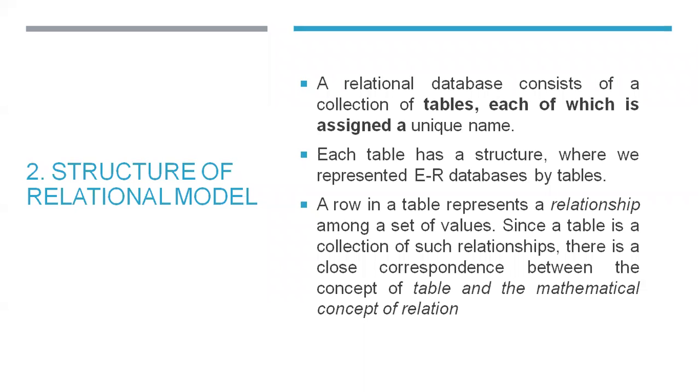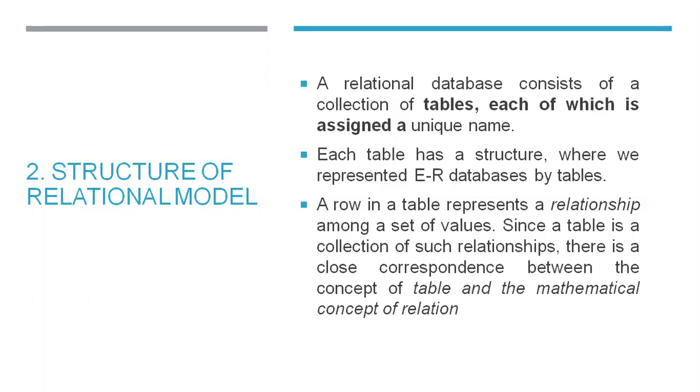Next is structure of relational model. So any relational database consists of collection of tables, and each of which is assigned a unique name. So each and every table is having a unique name. Each table has a structure where we represented ER databases by tables. Designing tables from the ER diagram is already we have seen in the previous lectures.